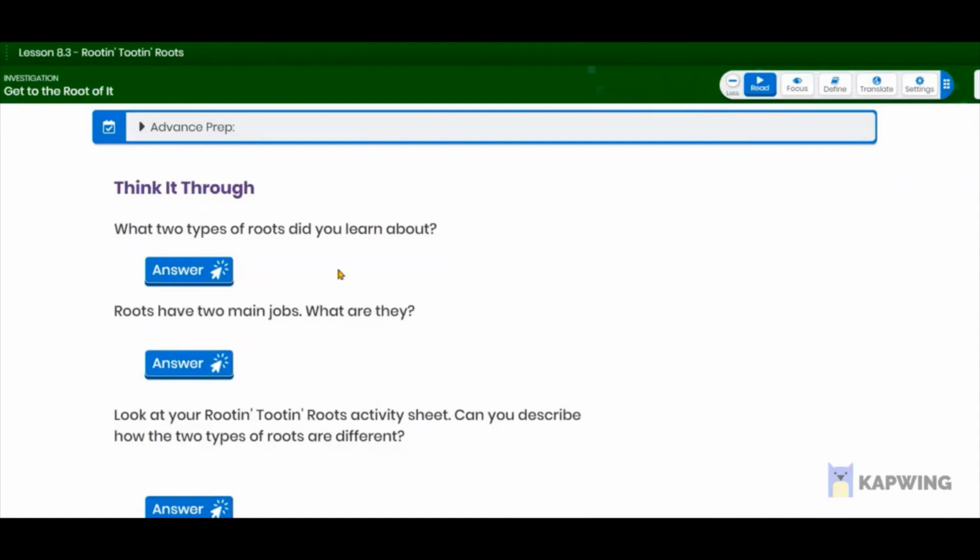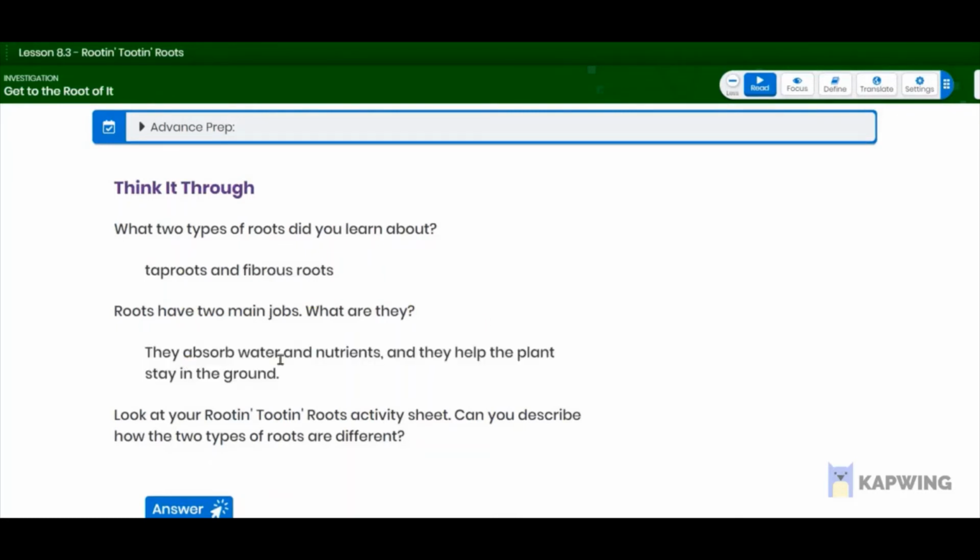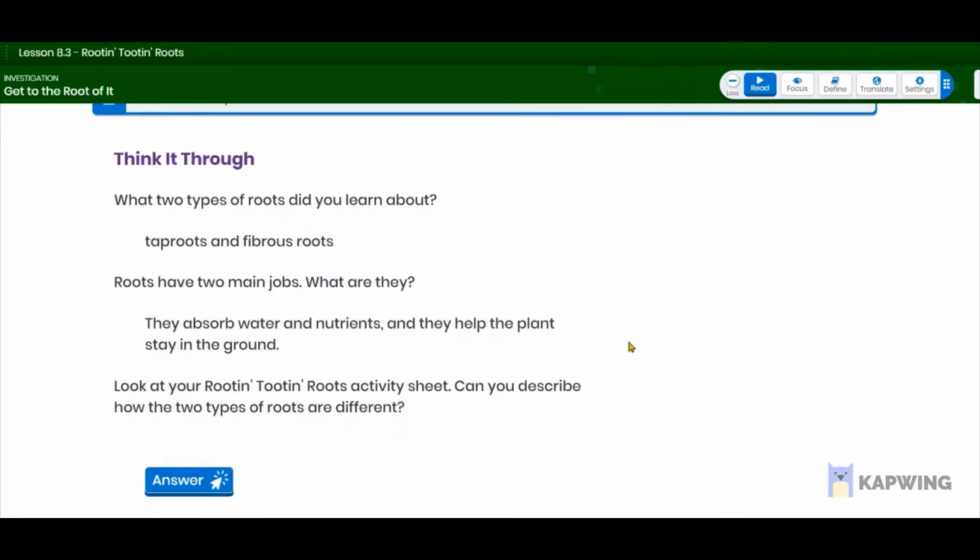Do you remember the 2 kinds of roots that we talked about? One was tap roots, and the other was fibrous roots. Roots have 2 main jobs. What are they, again? Do you remember we just talked about this a few seconds ago? One is to take in the water and nutrients from the soil, and the other is to help the plant stay in the ground, not get washed away or blown away, help it stand upright. Okay.